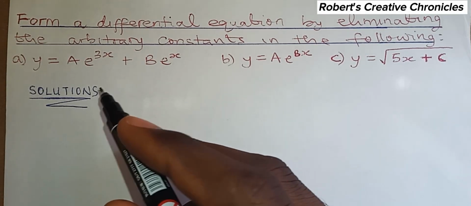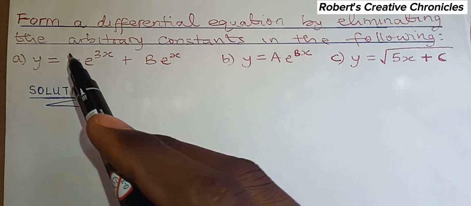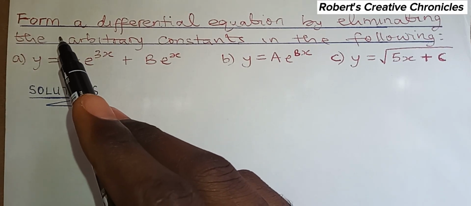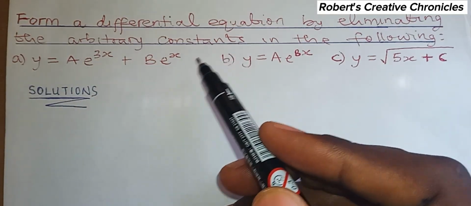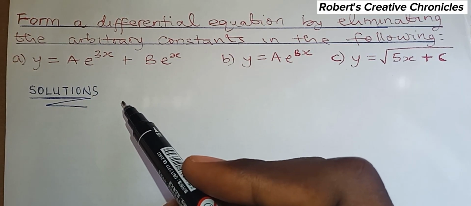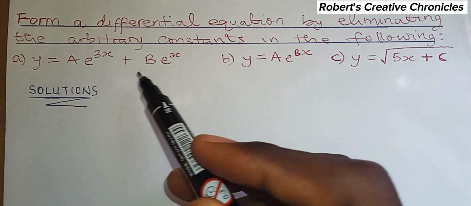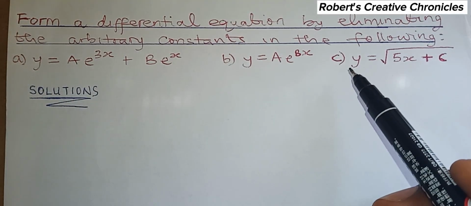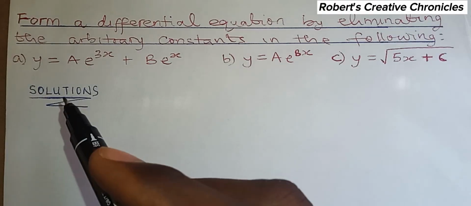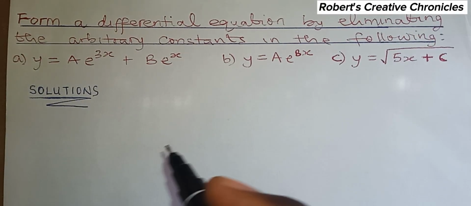Today we are going to solve this equation. It states: form a differential equation by eliminating the arbitrary constants in the following. Here is the A part, here is the B part, and here is the C part. So let's start with the A part.